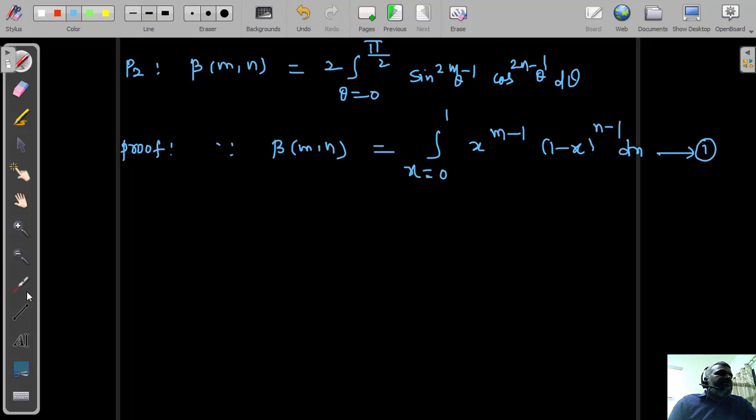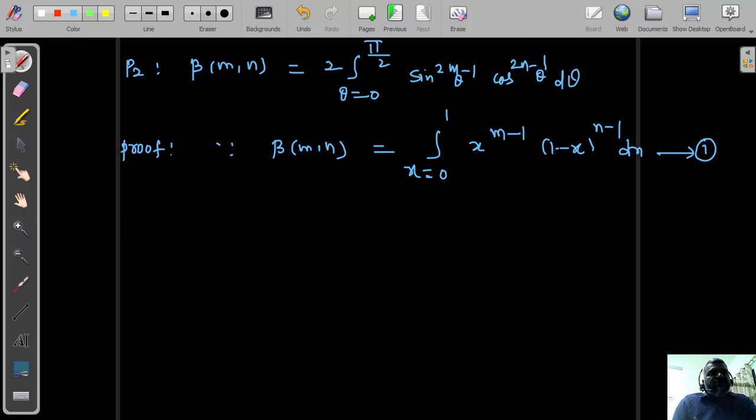Now we have given beta of m comma n, and we need to prove it equals this definite integral in terms of an integrand with a trigonometric function. But we started with the beta function with the algebraic integrand. Now how do we change this algebraic integrand into a trigonometric integrand? By taking a suitable x in terms of a trigonometric function. How to choose?